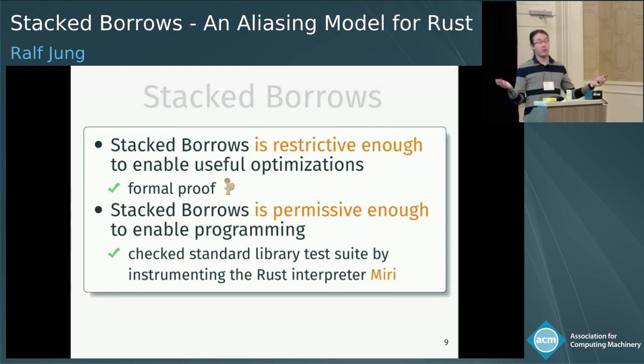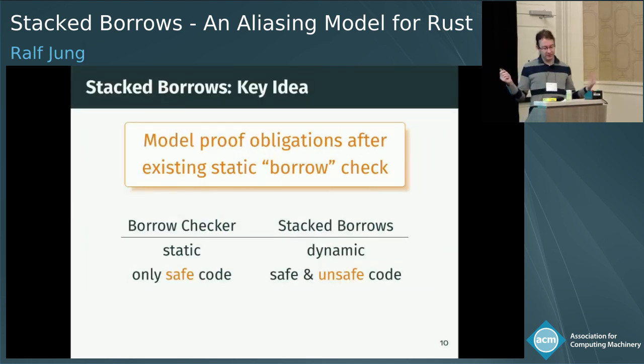We can't just rule out all programs. So we have implemented Stacked Borrows in an interpreter, and then we run a body of interesting unsafe Rust code in it to make sure that that unsafe Rust code is still correct under the extra proof obligations that we are imposing on it. So to give you a basic idea of how Stacked Borrows works, the key idea is that Rust already has a check that makes sure that in safe code, references behave the way they should. And this is a static check, which is called the borrow checker.